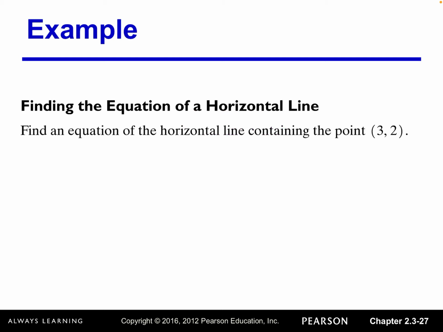How to find the equation of a horizontal line? Very similar to how we find the equation of a vertical line. It asks us to find the equation of the horizontal line containing the point (3, 2). So we know for a horizontal line the slope equals 0. From the previous knowledge, we already know a horizontal line's slope must equal 0, and any line with slope 0 must be a horizontal line. And then we plug into the point slope form.